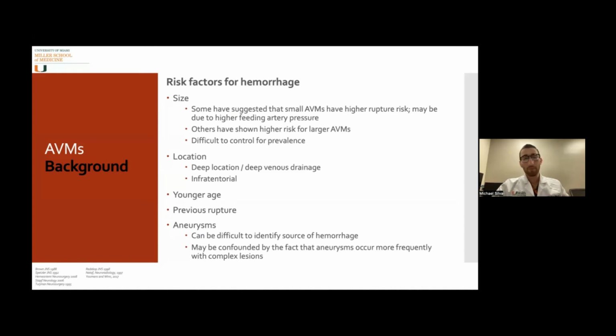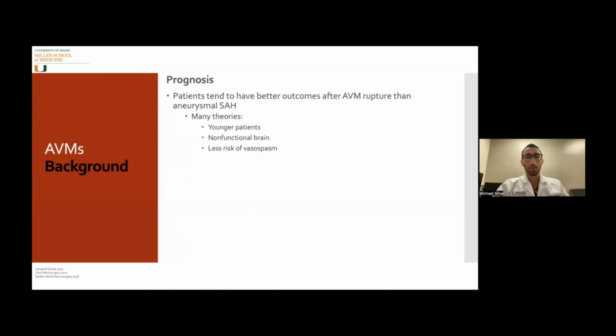And the other complicating factor with identifying the importance of aneurysms is that the more complex AVMs are more likely to have aneurysms. So maybe that's a confounding variable in terms of identifying what's responsible for a higher hemorrhage risk. Prognosis for these patients tends to be better after AVM rupture than aneurysmal subarachnoid hemorrhage. There are several theories for this.